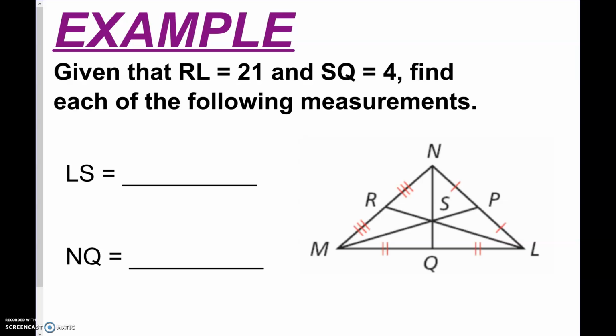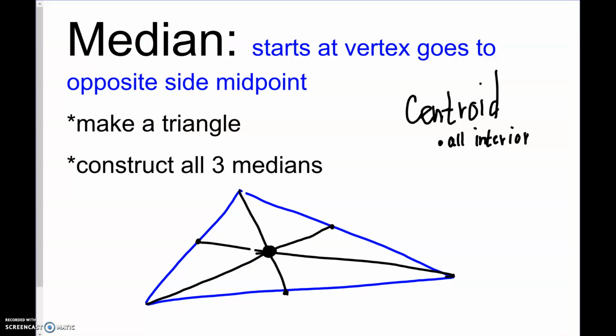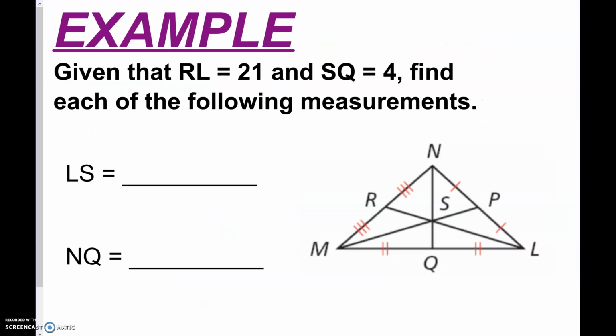Given that RL, all right, they don't tell me: is this the centroid or is this not the centroid? How do we know? Well, what we do know for sure is that it is the centroid. Do you see how it starts at a vertex and goes here? Is that the midpoint? Is this the midpoint? So we do know without being told that this is the centroid because they are made from medians. We have to know that right off the bat.